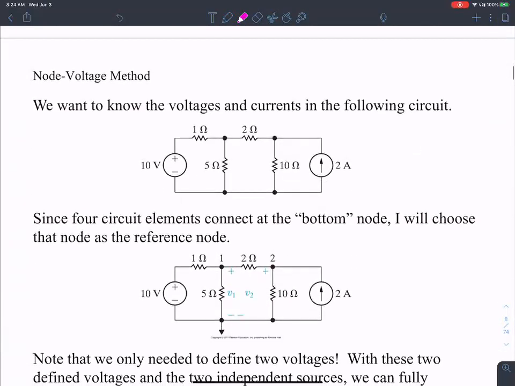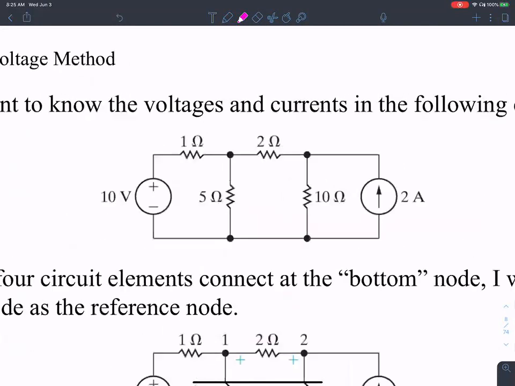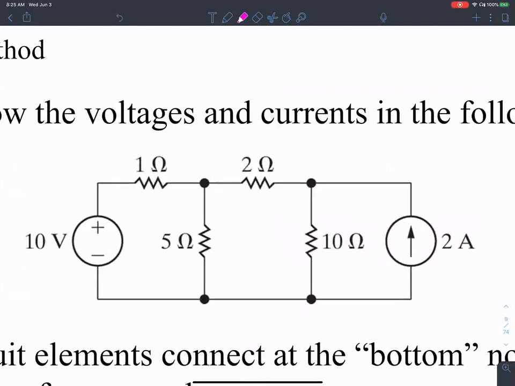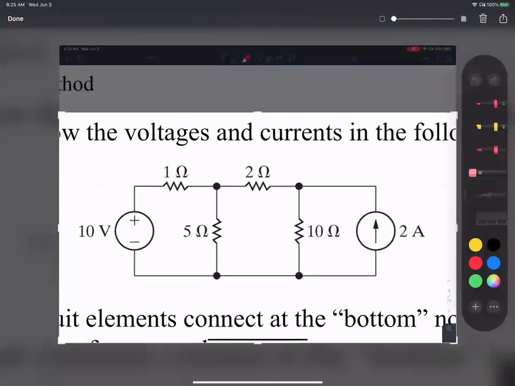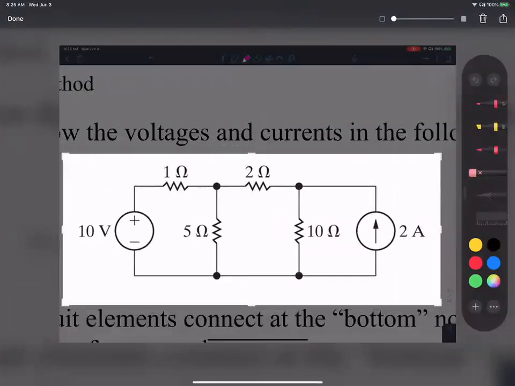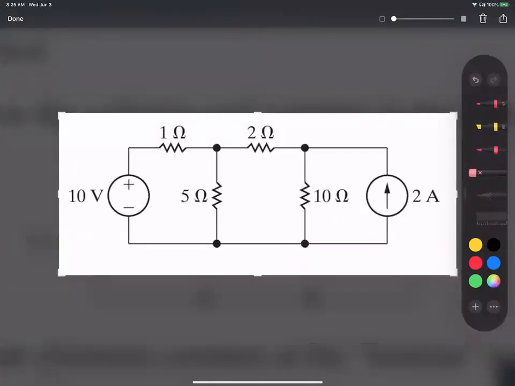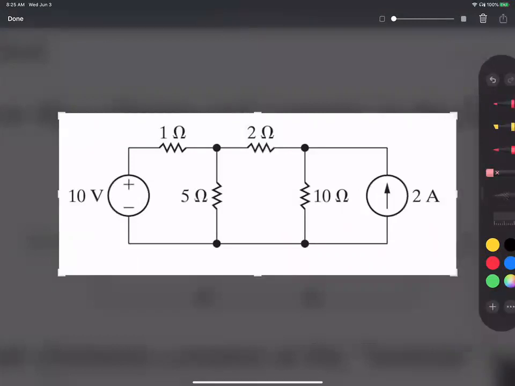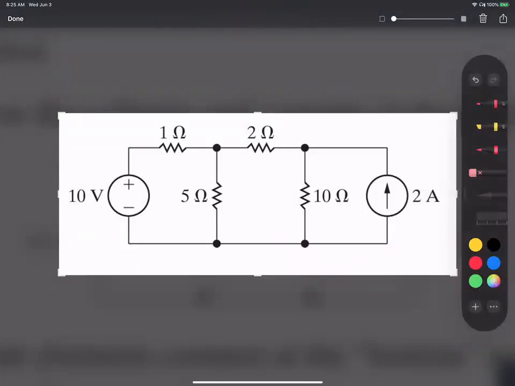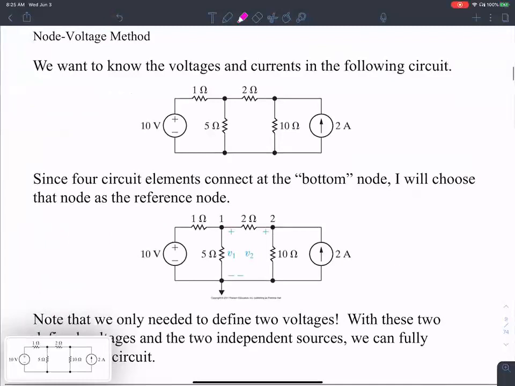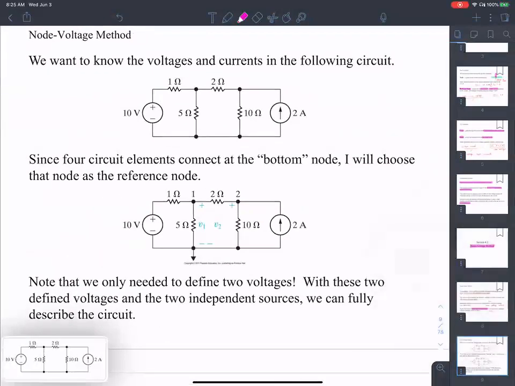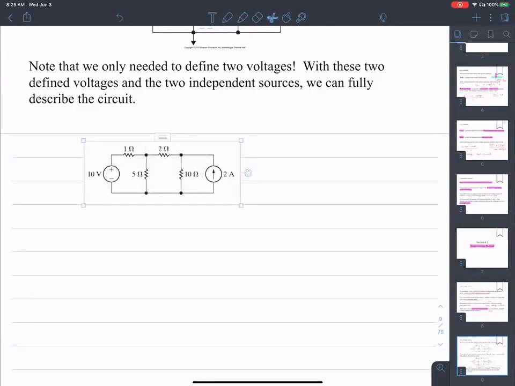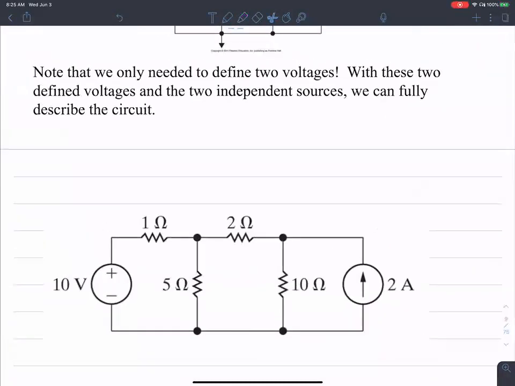Okay, it's better shown using an example than talking on and on. So let's start by taking this example. Let's solve for the voltages and currents in this problem. So let me start by taking a screenshot. Let's see, add a page. So here is my circuit that I'm trying to solve using the node voltage method.